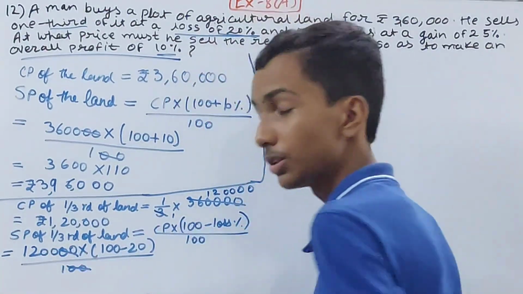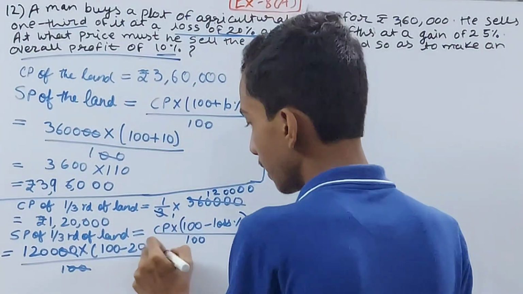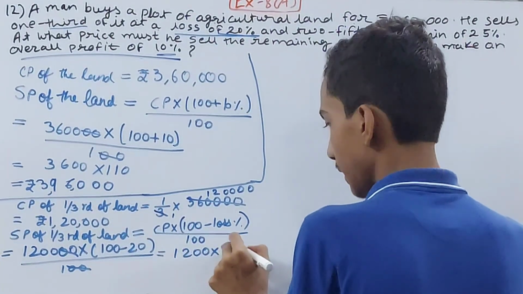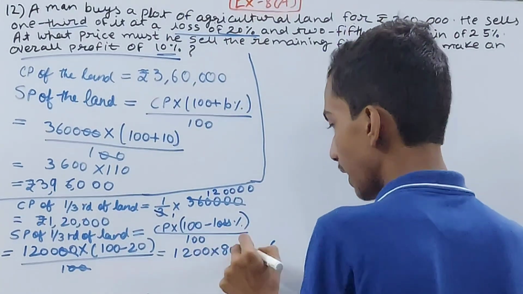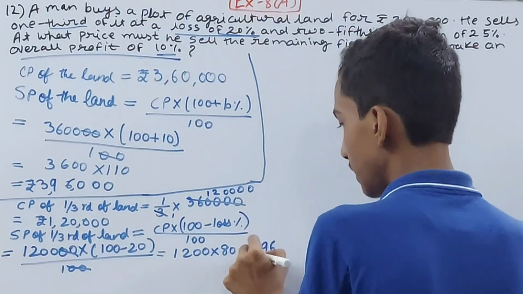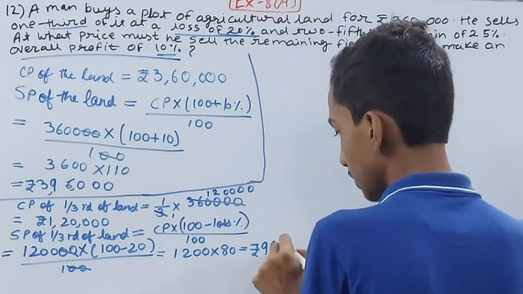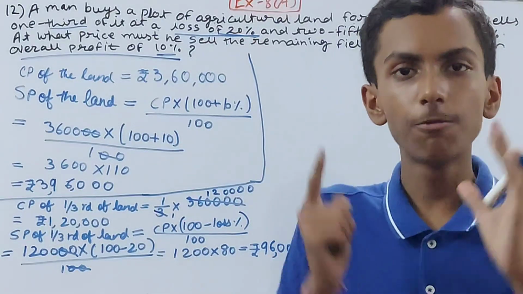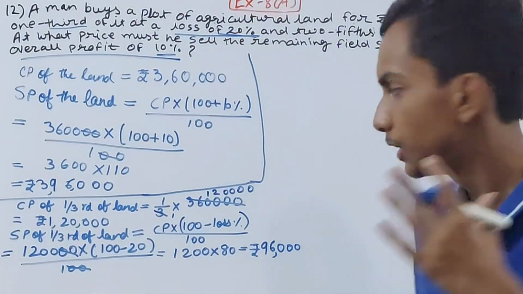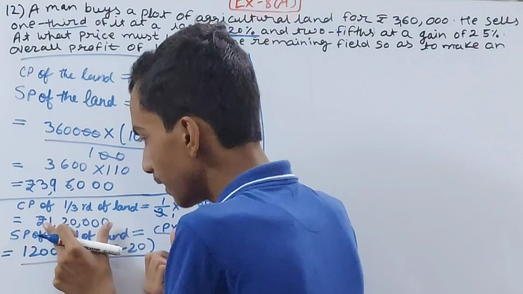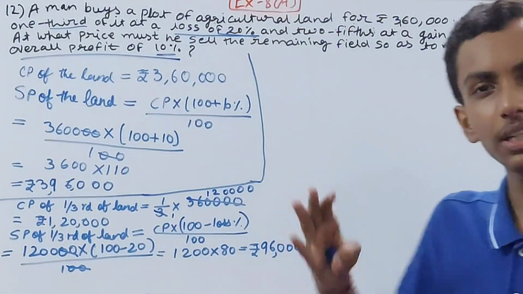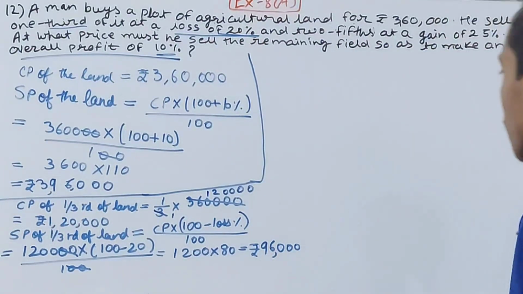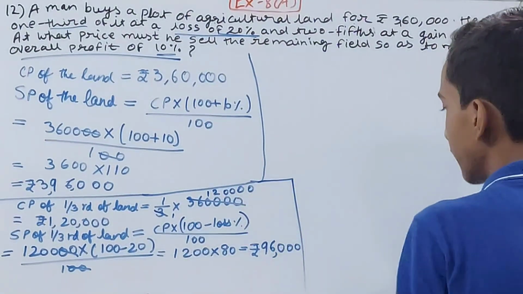These two zeros we can cancel. So what I will have? 1200 into 100 minus 20, that is 80. That is what? 8 twos are 16, 1 carried over, 8 ones are 8 and 1 9. So rupees 96,000 is the selling price of the 1/3 of the land. See here, the cost price was 1,20,000, selling price is 96,000. So there is the loss of 20%. That is confirmed because selling price is less than cost price. Now come to the rest of the land that was there.